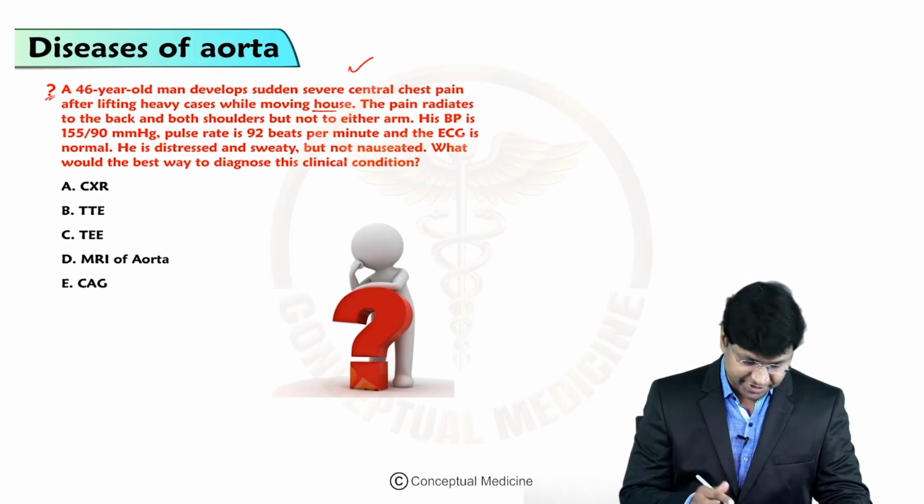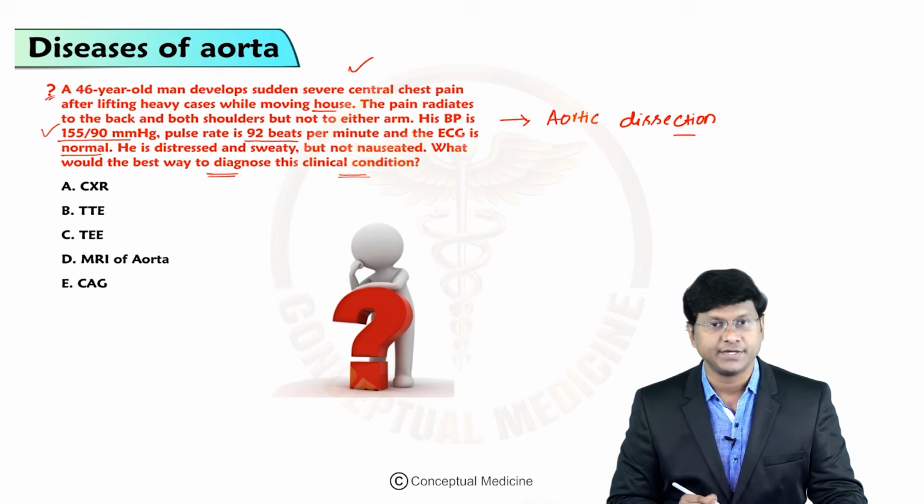So see the description of the chest pain. It is a central chest pain, which is aggravated on lifting the heavy cases, and the pain radiates to the back in between both the shoulders, that is, in between both the scapulae. So this is a classical description of the pain of aortic dissection. And the blood pressure of the individual is also 155/90. This is one of the most important predisposing factors for the development of aortic dissection. So this is a case of aortic dissection.